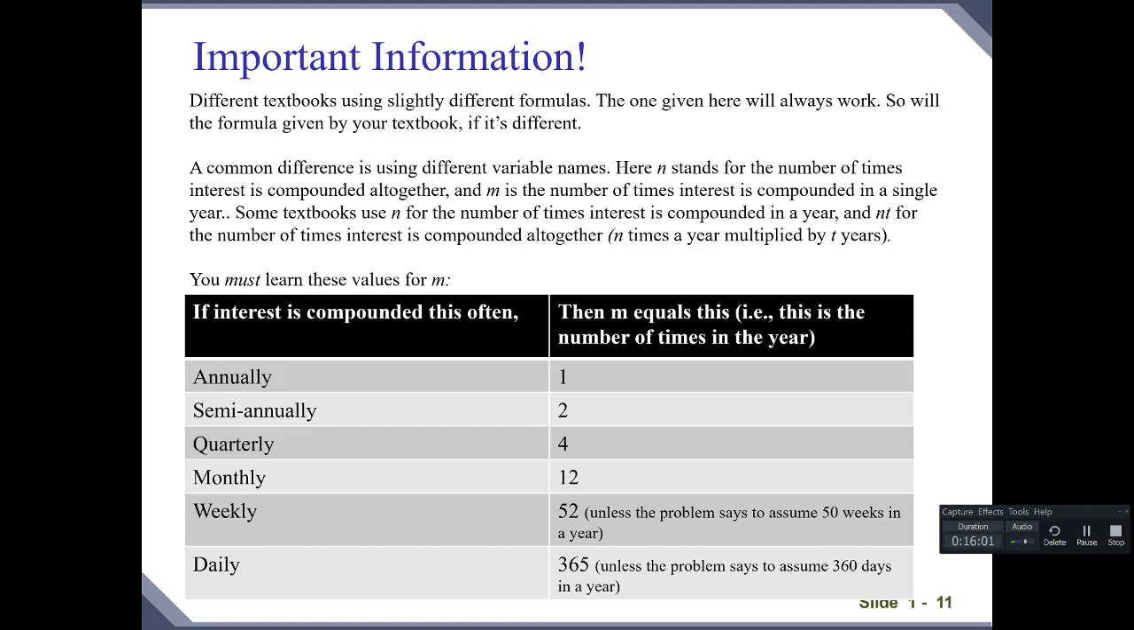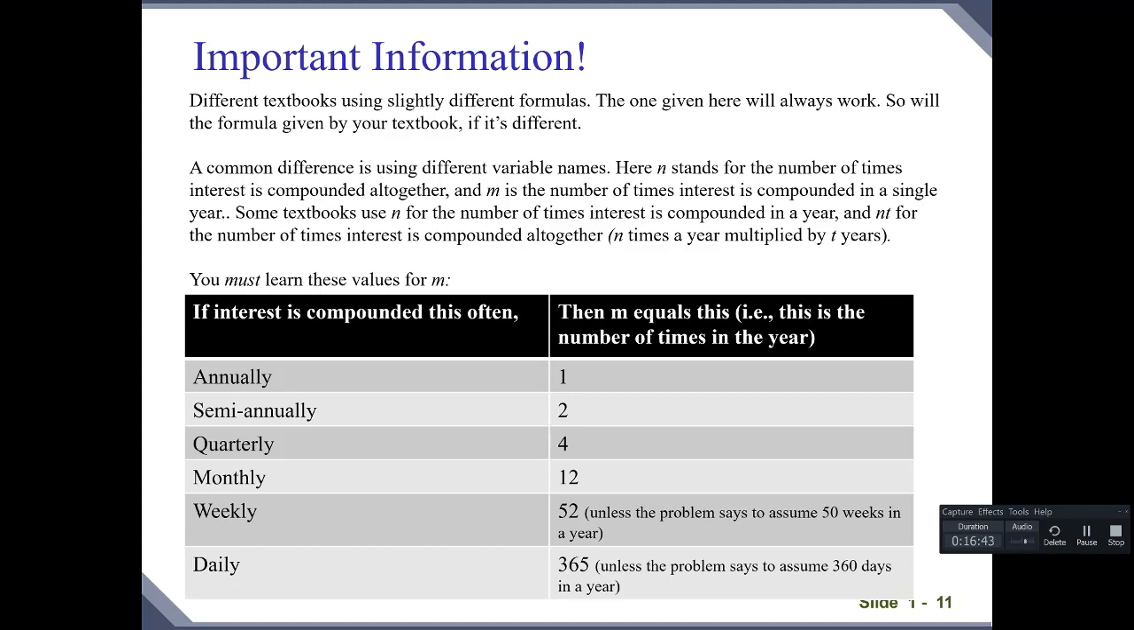Weekly and daily are those cases where it's going to depend on the problem. Some books, including yours sometimes, use the old-fashioned value that we're going to assume there are 50 weeks in a year. And again, that was used because we used to do all this by hand. If we're doing it all by hand, it's a lot easier to work with 50 than with 52, as dividing something by 50 is quicker than dividing it by 52. But we're using a calculator. So unless the problem says otherwise, if it says weekly, we are going to say there are 52 weeks in a year, which is the correct number. But again, a problem might say assume there are 50 weeks in a year.